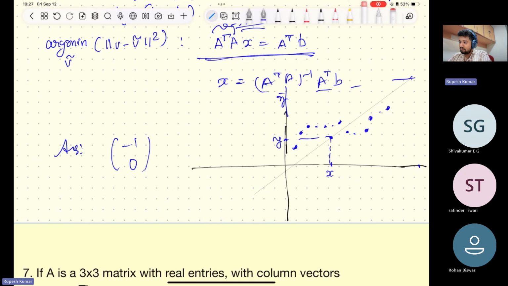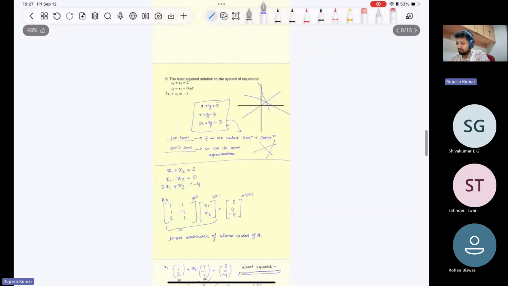You will find them in your advanced classes. So this was all about least squares. I hope I have covered everything. If you have any doubts, you can ask me.